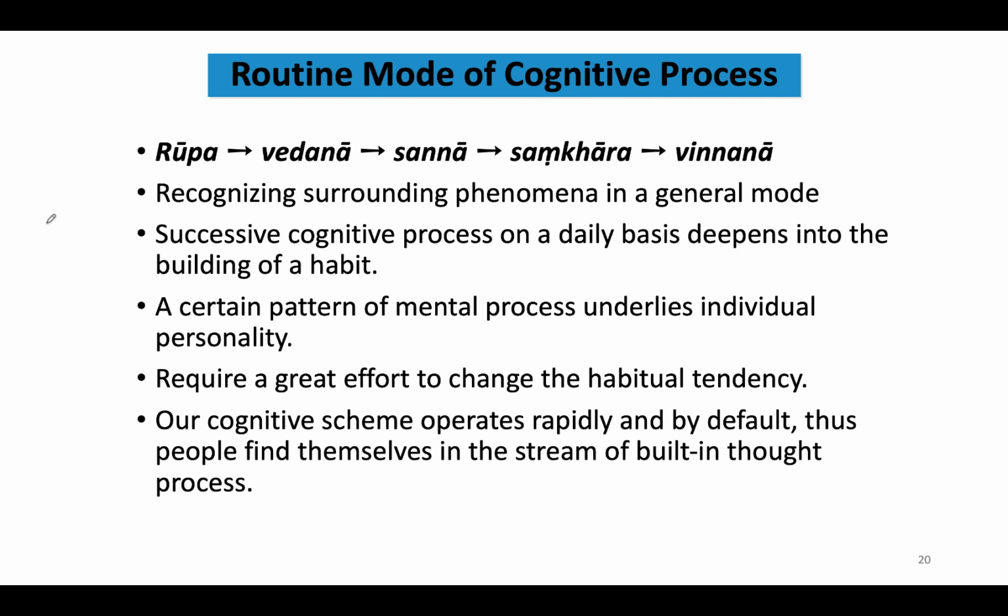If you want to change someone's character, it requires great effort to change the habitual tendency. Our cognitive scheme operates rapidly and by default. Thus, people find themselves in the stream of a built-in thought process. You might think about yourself, how you react and behave to external stimuli. Everybody has a different pattern. But in general, most people use this routine mode of cognitive process.